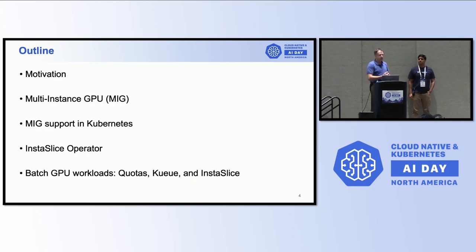Today we are going to talk a little bit more about motivation, how we go about fractioning GPUs, the kind of technology we use for fractioning GPUs in our clusters, and how it's supported in Kubernetes, what's good about the existing support and what's not so good about it. That will lead to InstaSlice, how, at least in November 2024, we work around this limitation of the Kubernetes platform to do a better job at fractional GPU allocation. Finally, we'll give you a demo of this, and we'll broaden the spectrum to talk about the other things you need to make this a practical platform, such as how we can manage quotas and how we can manage queuing in a system that permits GPU sharing.